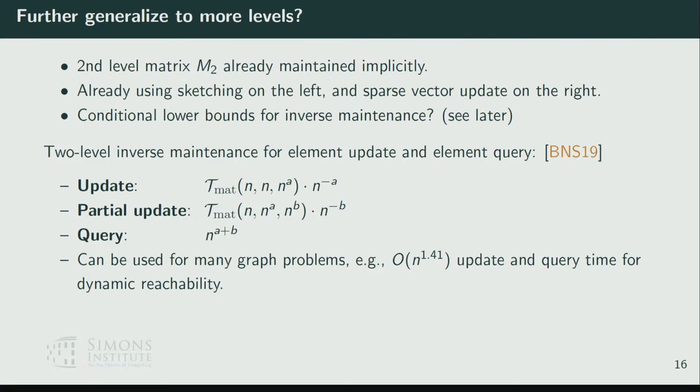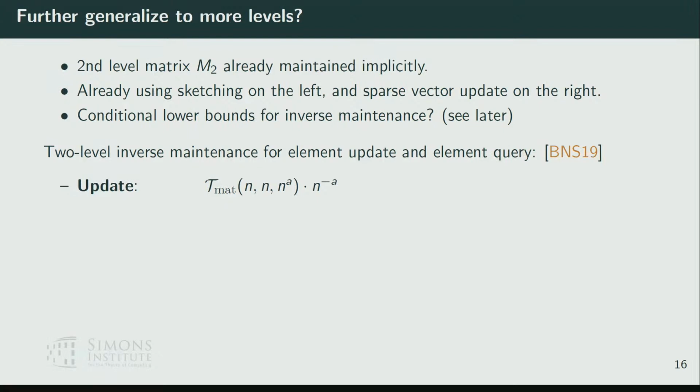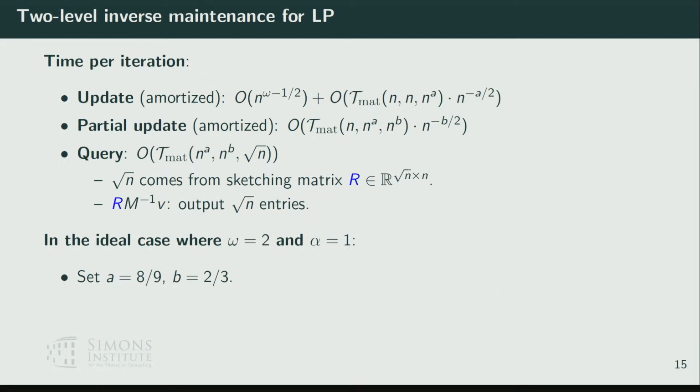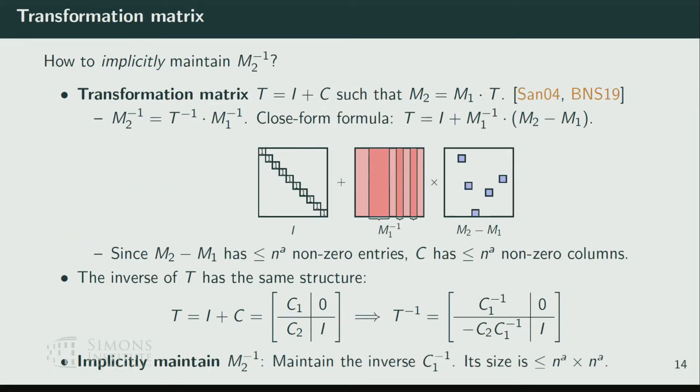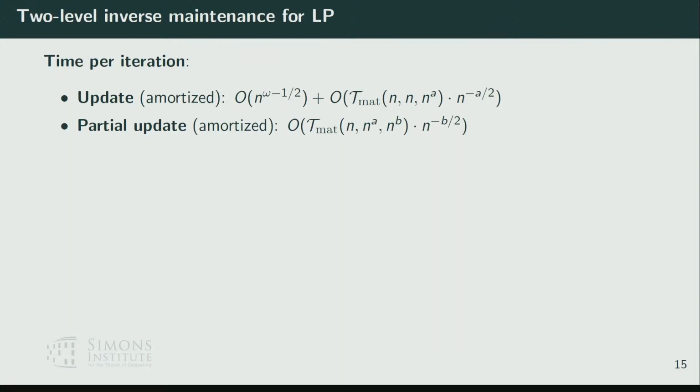Yes? It's a simple thing. You say M2 is the second level matrix. Is that the same as C2 from the previous slide? So I'm saying we are maintaining it implicitly. It's not the same as C2, sorry. So when I say we maintain it implicitly, it means that this is C1 inverse. My notation might be a little confusing. C2 is just the name of the other block. Yeah.